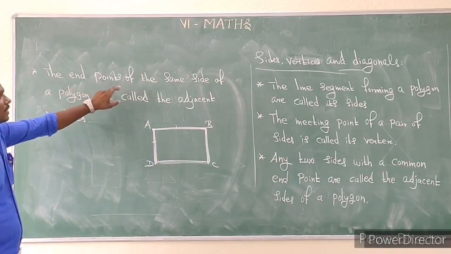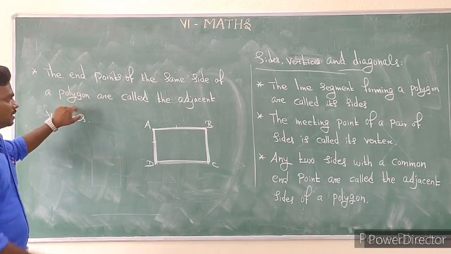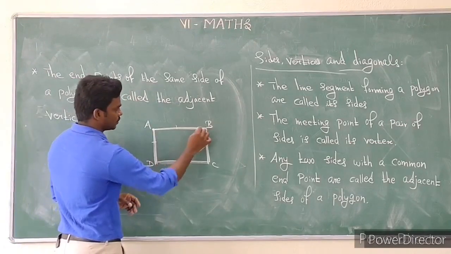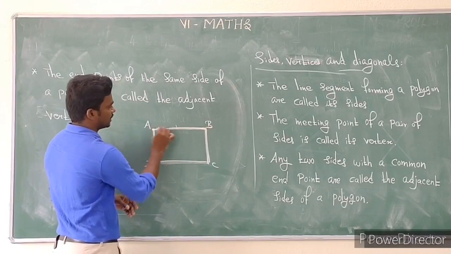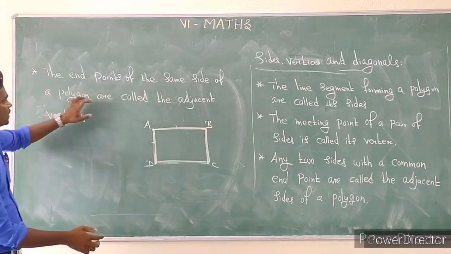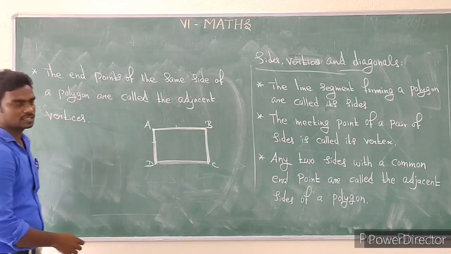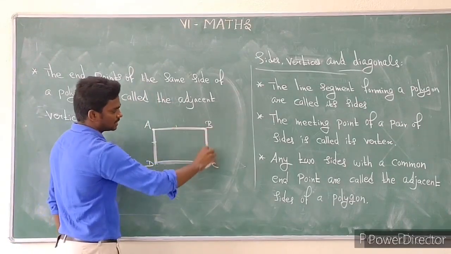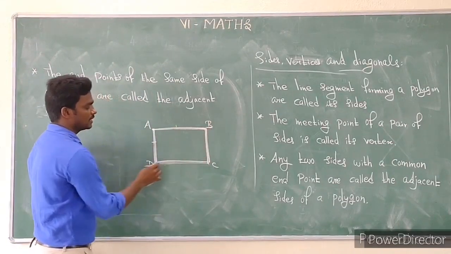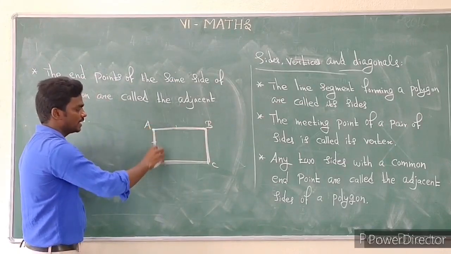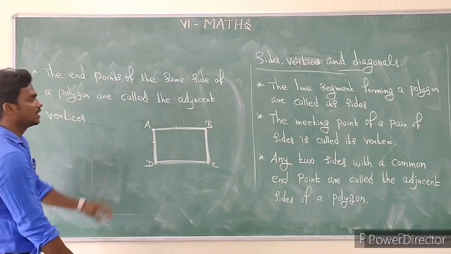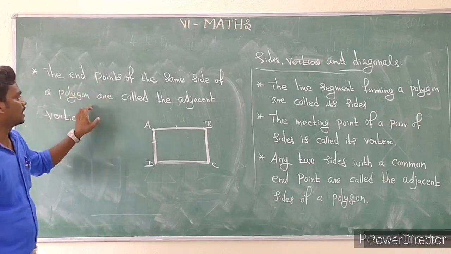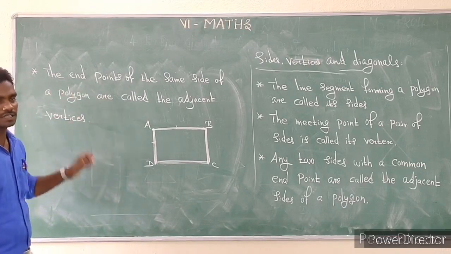Next, the fourth one: the endpoints of the same side of the polygon. AB is one side. What are its endpoints? A and B. The endpoints of the same side of the polygon are called adjacent vertices. So A and B are adjacent vertices. B and C are also adjacent vertices, C and D are adjacent vertices, and A and D are a pair of adjacent vertices.